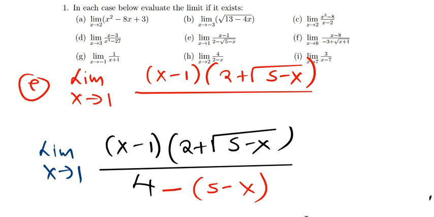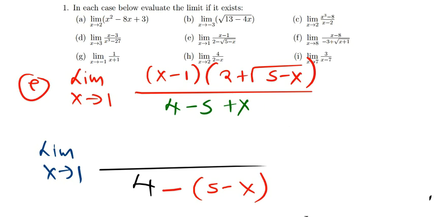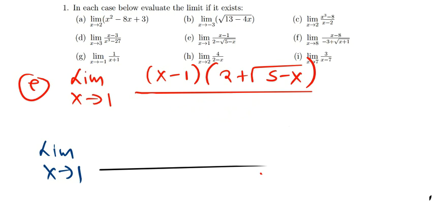So if we distribute the negative, we are going to have 4 minus 5, and then that will be plus x. 4 minus 5 is what? Negative 1. That will remain as positive x. So you can just swap them. 4 minus 5 is negative 1, so that will just be x minus 1.